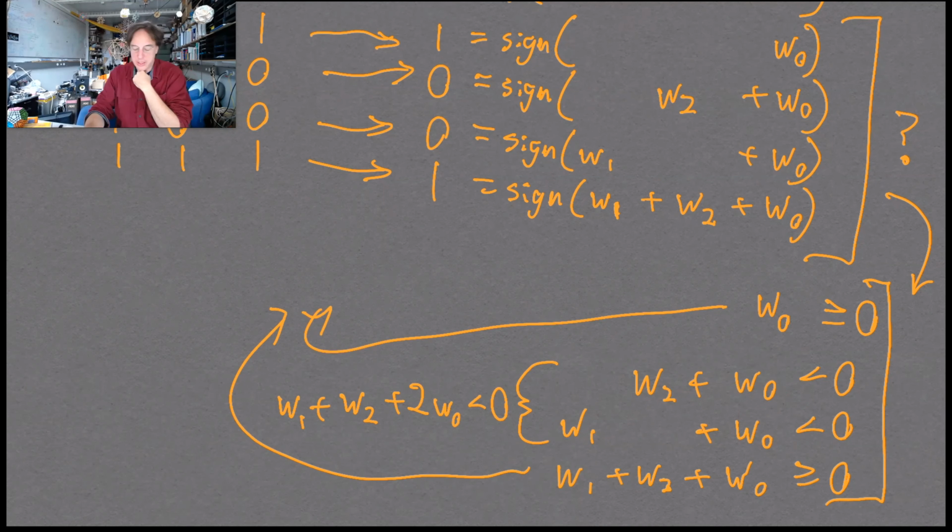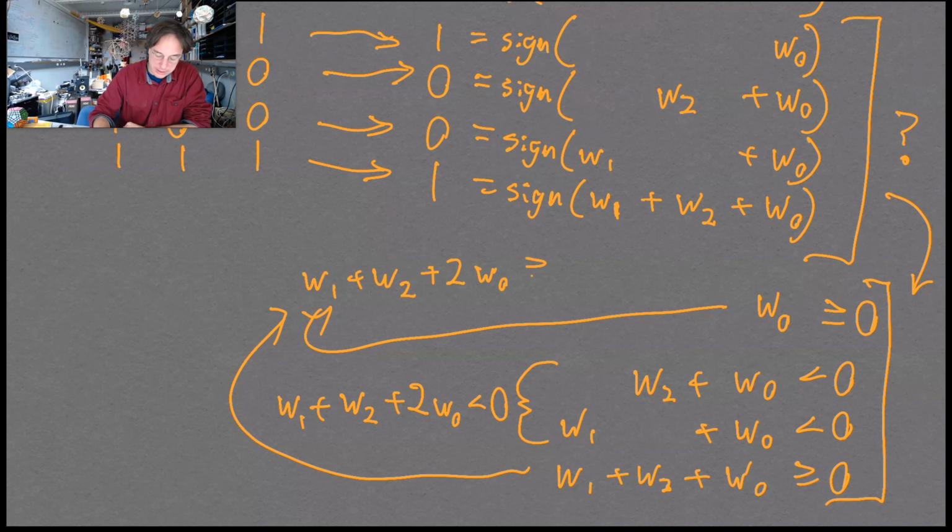Right, here we have two numbers that are 0 or positive. So if we add them together, it also has to be positive or 0. So we get W1 plus W2 plus 2W0 is greater than or equal to 0. Now, we did these so that these quantities look the same. So now we can combine these somehow. Well, what can we do?